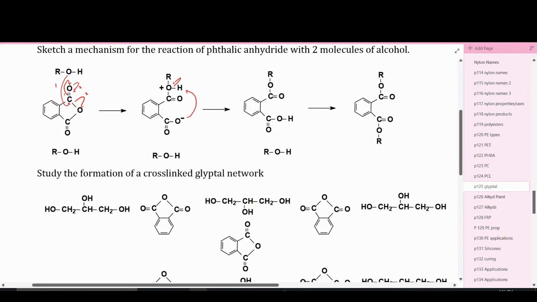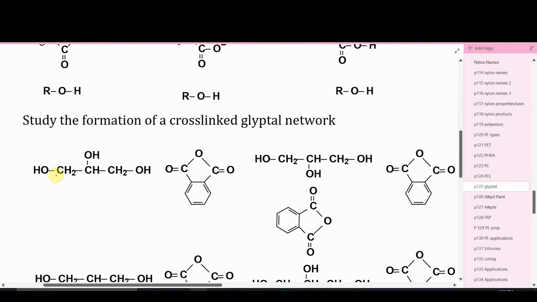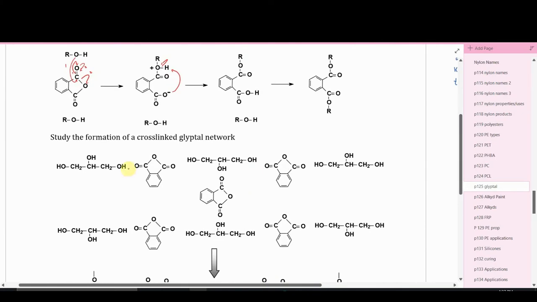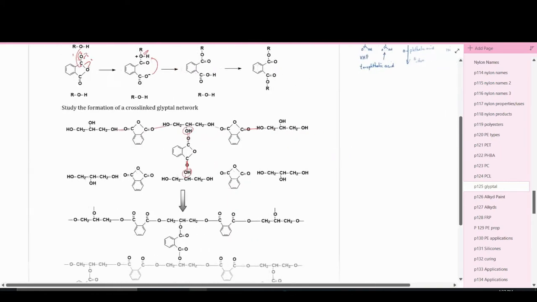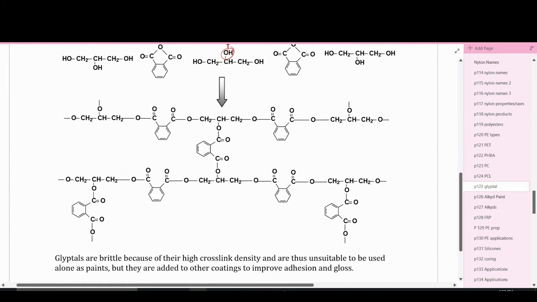So here I've turned that phthalic anhydride on its side, and now I've lined it up with a trifunctional alcohol, in this case glycerol. And so you can, I think, easily see how we'll get a linear thermoplastic through these ester linkages here, and then the glycerol, being trifunctional, can react in between the chains, if you will, with another phthalic anhydride to produce a cross-linked thermoset, as we see here. And this is called a glyptal.